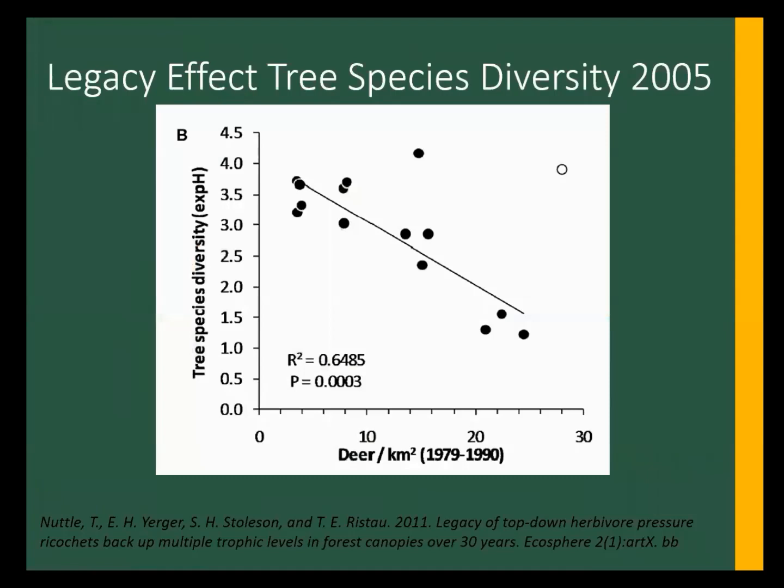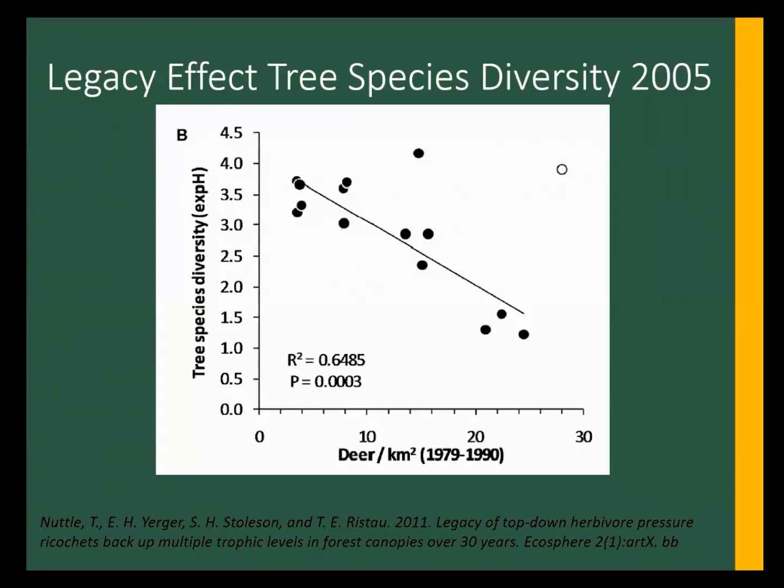Likewise, they can have an effect on tree species diversity. And so this slide is showing the legacy effect of deer on forest tree diversity. You see along the bottom axis, those same exclosures, reported in deer per square kilometer, with the same densities of deer. So as you go to the right, the density of deer increases.